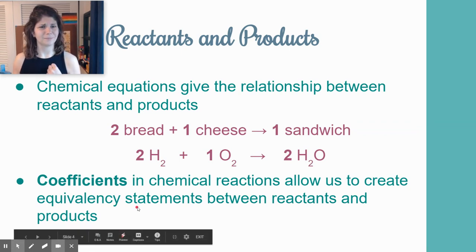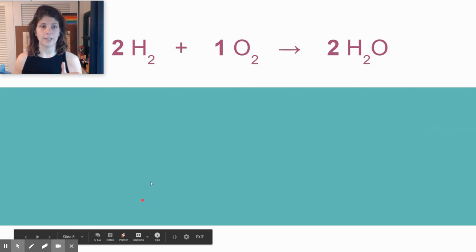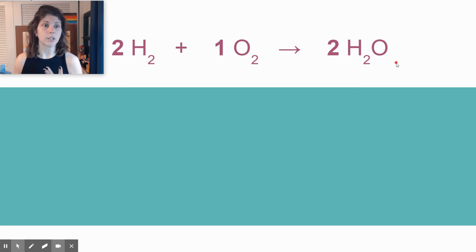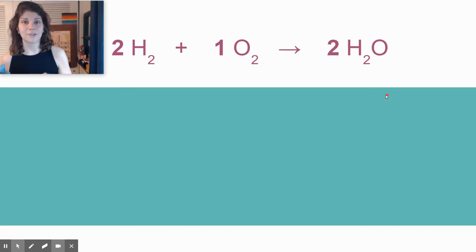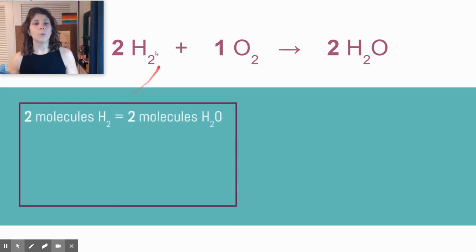So let's try that. This is the same equation. 2 hydrogen atoms plus 1 oxygen atom makes 2 water atoms or molecules. I will use those terms interchangeably. They do mean slightly different things, but as long as you care, atoms and molecules in this class are going to basically be the exact same thing. So don't get confused, like the law of conservation of matter and the law of conservation of mass. So what I know from this is that for every 2 molecules of hydrogen, I can get out 2 molecules of water. They're equal to each other. It's called an equivalency statement.